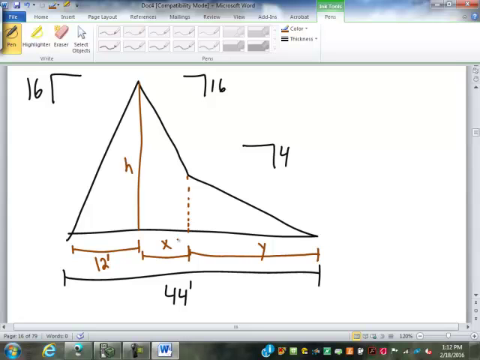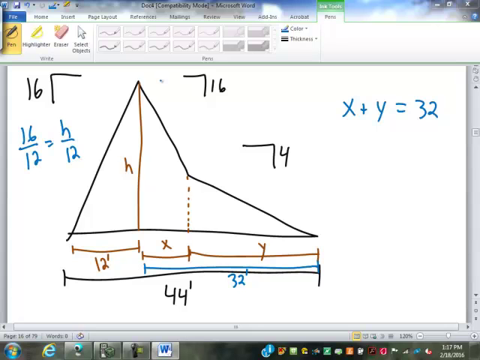Find h, x, and y here. So what do we know? We know that from here to here is 32 feet, correct? That was the first thing I did. So x plus y is 32. Next, we know that 16 over 12 equals h over 12. So cross multiplying and dividing tells us that h equals 16 feet.